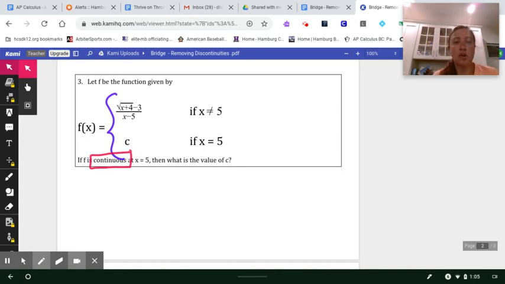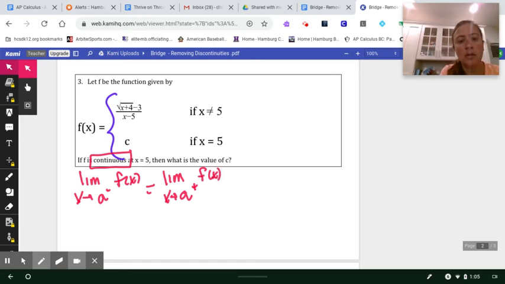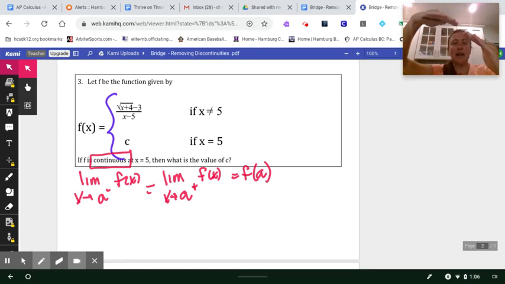So when I see that word continuous, immediately my calculus brain is saying, okay, the limit as x approaches a from the left of f of x has to equal the limit as x approaches a from the right of f of x, which has to equal f of a. We call it the three-headed monster. There should be three pieces. The left side and the right side have to meet, and then this point has to be closed.